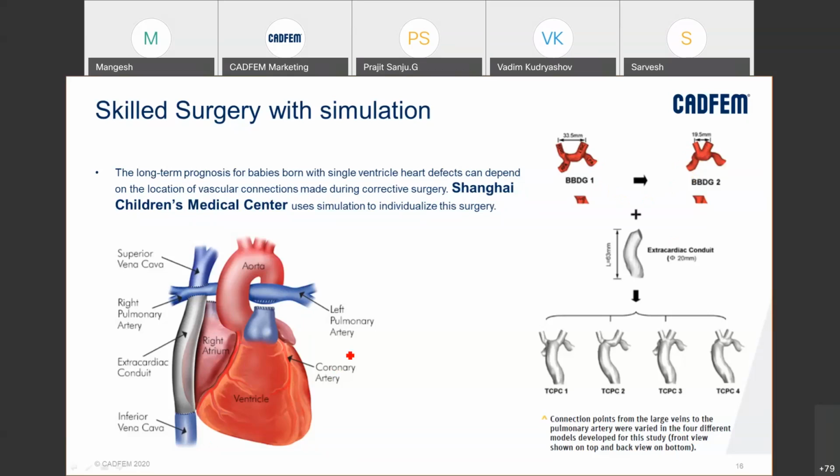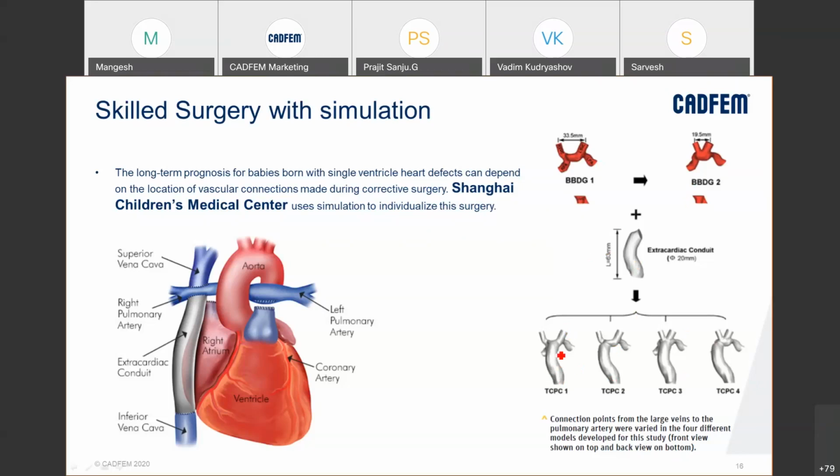The third, or the next, is where they also have to connect the inferior vena cava with some extra cardiac conduit. So they come up with some extra conduit which is required, and they have to connect this as well to this particular network. This is again something we have to add. In this way, they have come up with these four options you can see here, four different ways in which this connection can happen.